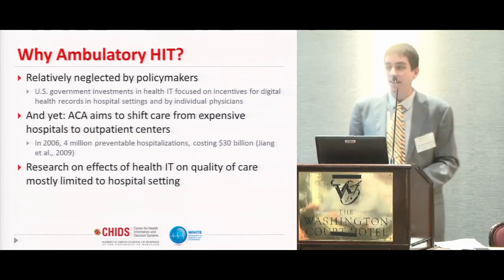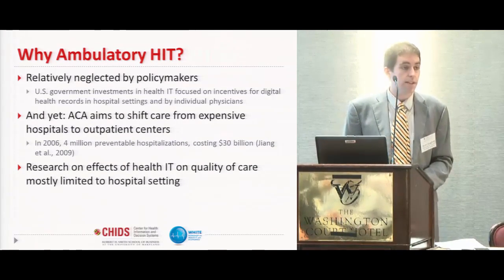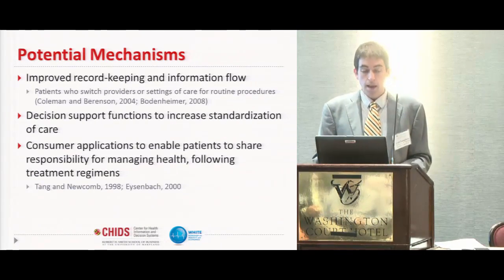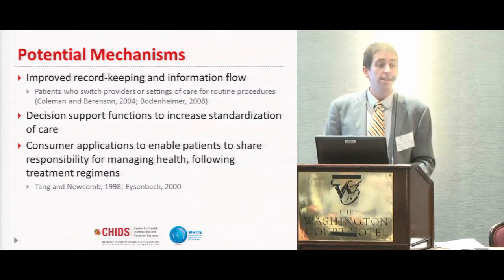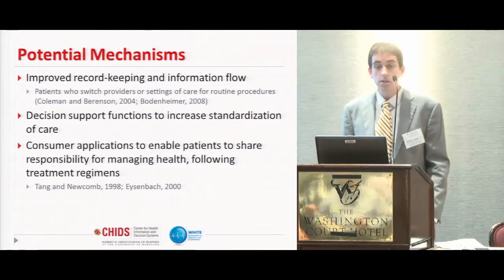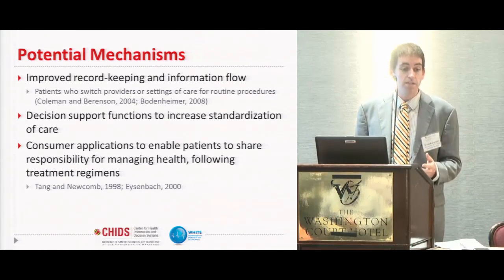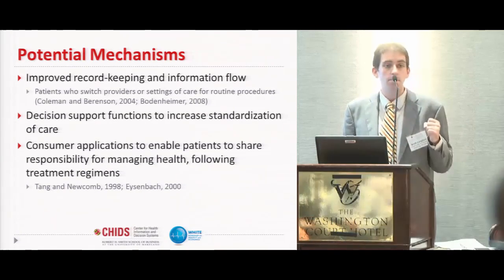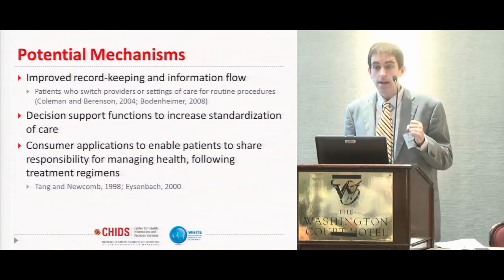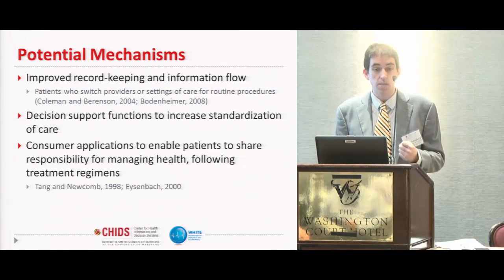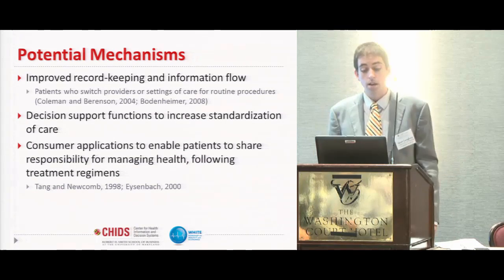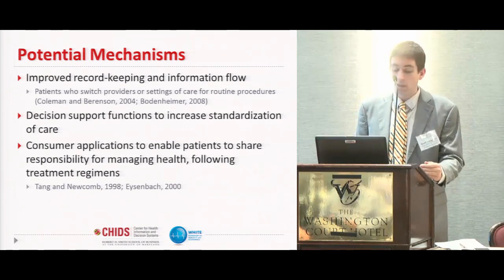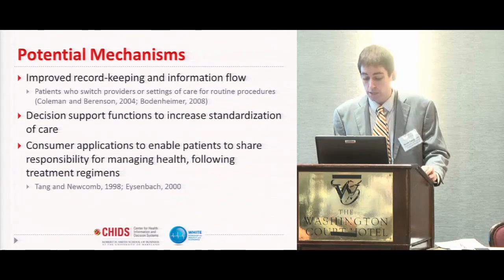Also, research on the effects of health IT has so far been largely focused on the hospital setting. So we're extending the literature by examining the effects in the ambulatory setting. The potential mechanisms by which health IT might affect the quality of ambulatory care: certainly improved record keeping and information flow, that's been shown to have the greatest effect for patients who are switching providers or switching settings of care. Health IT in the ambulatory setting might include decision support functions that increase standardization of care, or consumer applications that involve consumers in participating in managing their own care and following treatment regimens.